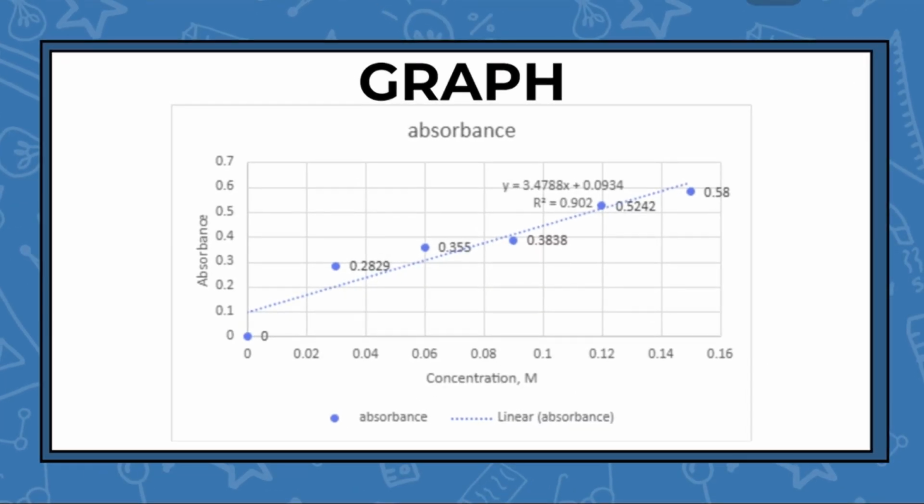This is the graph of absorbance against concentration. As we can see, absorbance is directly proportional to the concentration. It is a linear line, and we can see it is almost at a 0 point. The equation we got from this graph is y equals 3.4788x plus 0.0934, and the R squared value is 0.902.